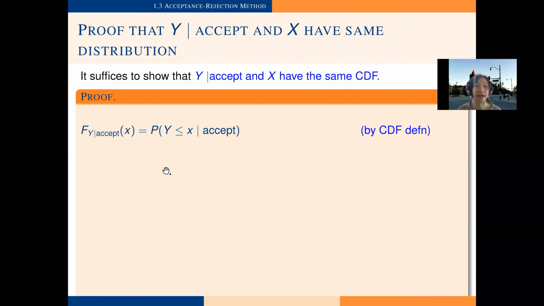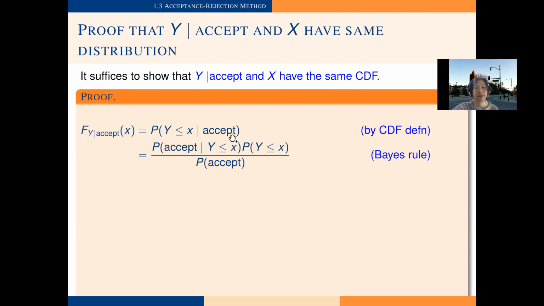By the definition of CDFs, we know that the CDF of y given accept, of a constant x, is equal to the probability that the random variable y is less than or equal to x given that y is accepted. Now, let's apply the Bayes rule. This is equal to P of accept, the probability of acceptance given y is less than or equal to x, times the marginal probability that y is less than or equal to x, divided by the marginal probability that a sample is accepted.